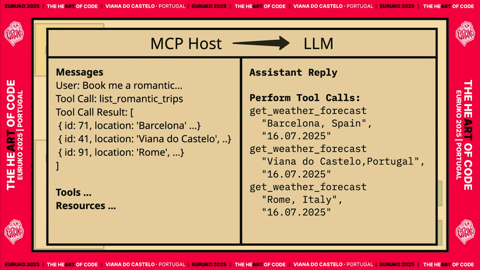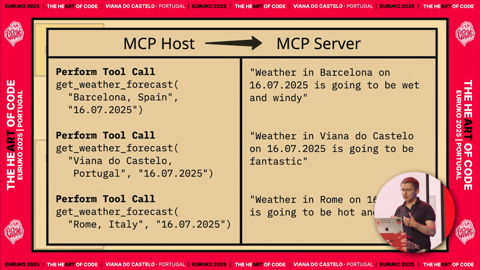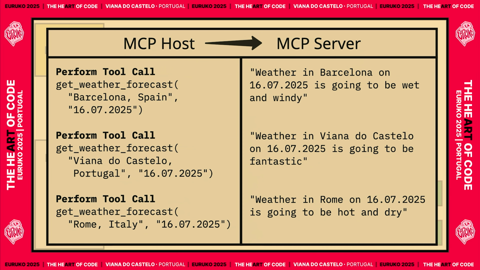Now, this newly acquired list of trips is added to the previous prompt, and everything altogether is sent again to LLM. And now, LLM responds with a series of tool calls, asking to call get weather forecast 3 times, each one for a given city. Host makes 3 tool calls and asks the weather MCP server for the 3 forecasts, each time getting a response.